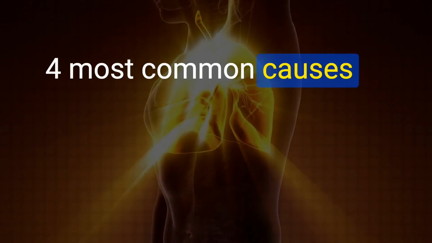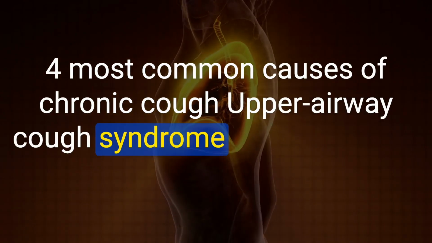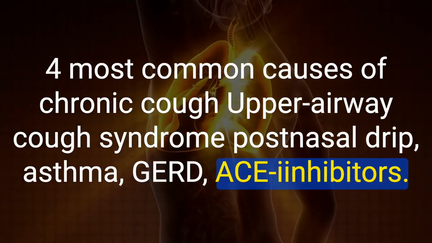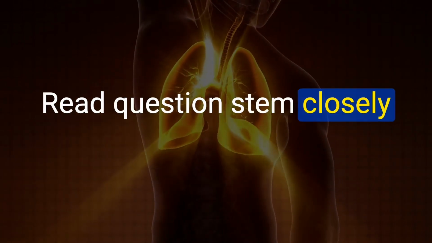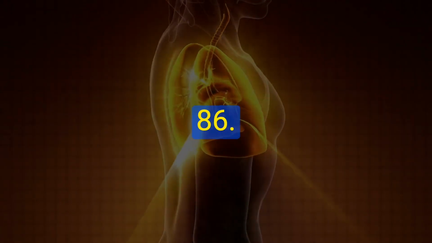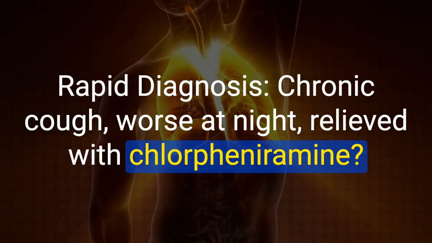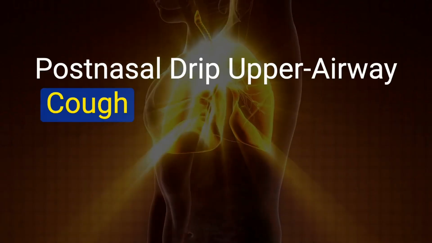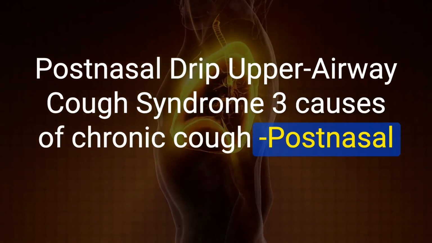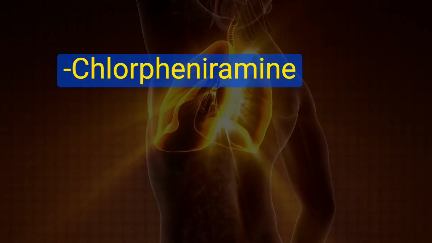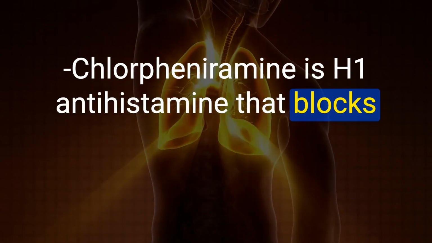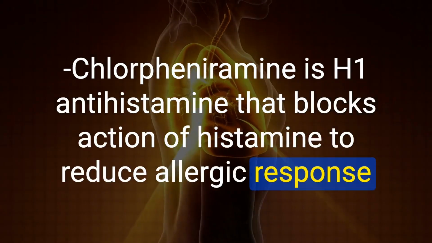85. Four most common causes of chronic cough: upper airway cough syndrome, postnasal drip, asthma, GERD, ACE inhibitors. Read question stems closely to differentiate between them. 86. Rapid diagnosis: chronic cough, worse at night, relieved with chlorpheniramine. Postnasal drip, upper airway cough syndrome. Three causes of chronic cough: postnasal drip, asthma, GERD.